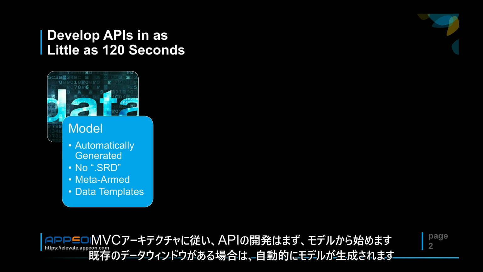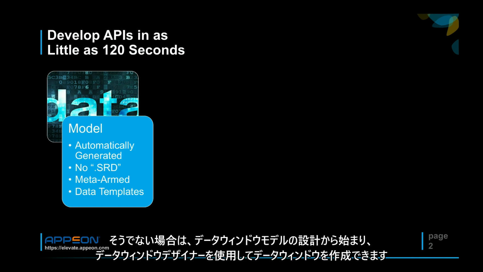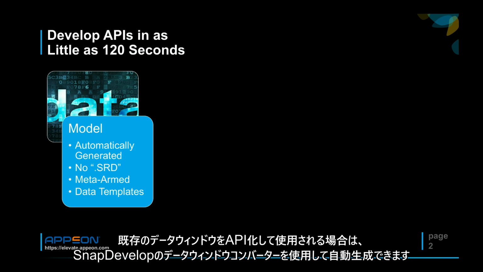In an API, we're going to start with the model because we're following an MVC architecture. And these models are automatically generated for you if you have an existing DataWindow. If you don't, obviously you would have to spend time to design or create the model for your DataWindow, or you could create the DataWindow in the DataWindow designer if you want to do it that way. But if you have an existing DataWindow that you're looking to port into an API and use it there, that can be automatically generated for you using the DataWindow converter of the SnapDevelop tooling.